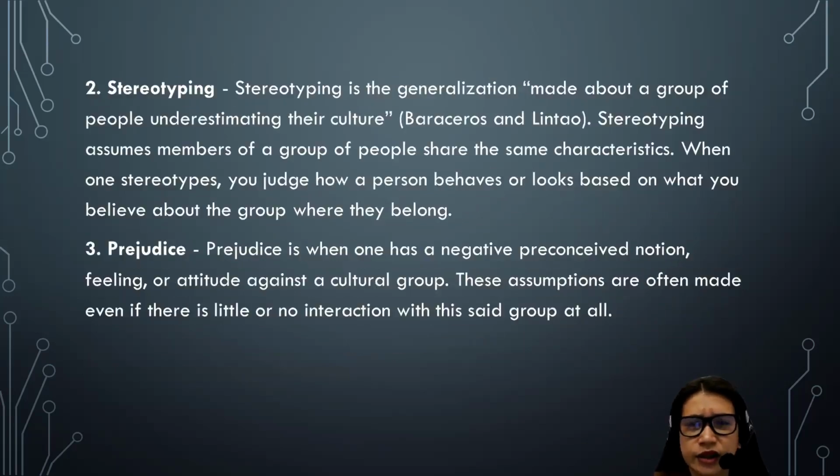Next is stereotyping. Stereotyping is the generalization made about a group of people, underestimating their culture. So this is very negative. Stereotyping assumes members of a group of people share the same characteristics. When one stereotypes, you judge how a person behaves or looks based on what you believe about the group where they belong. This could be very harsh sometimes.